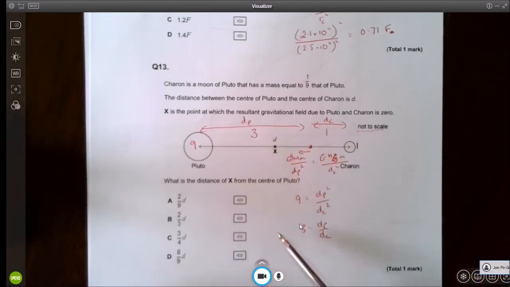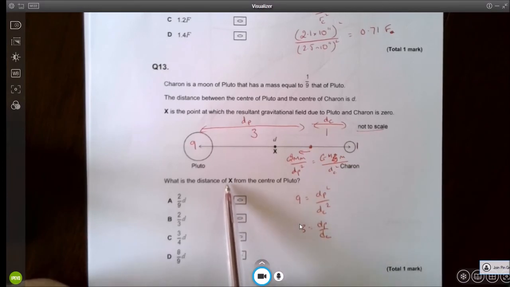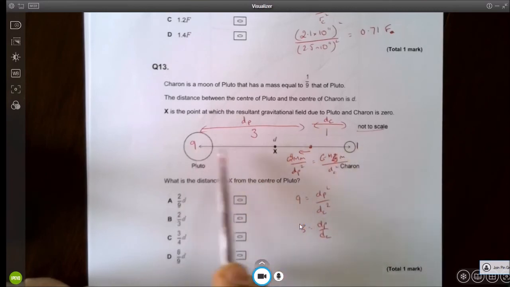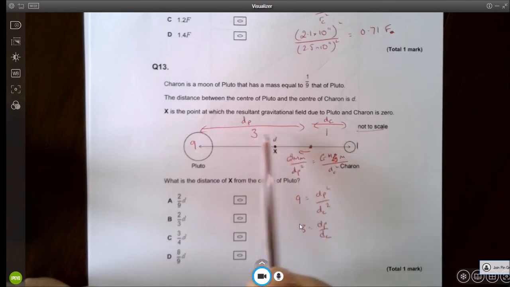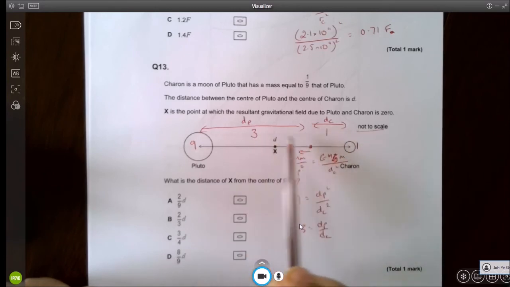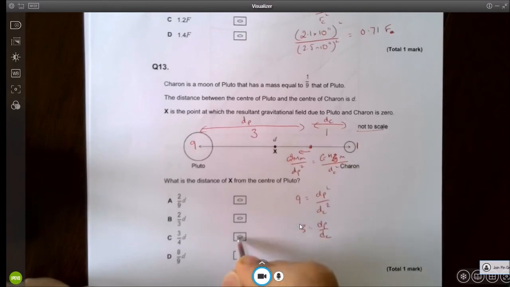Again, we've then got the problem that we're not doing this, we're doing what is the distance x from the centre of Pluto as a fraction of the total distance, so it's 3 to 1 ratio, so it's 3/4 of the way there. So the answer to question 13 is C.